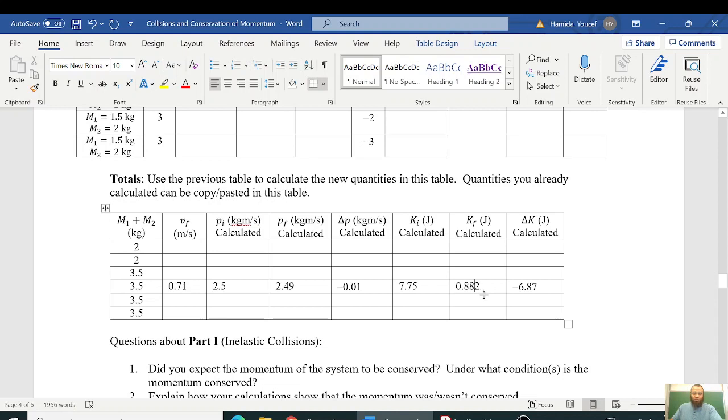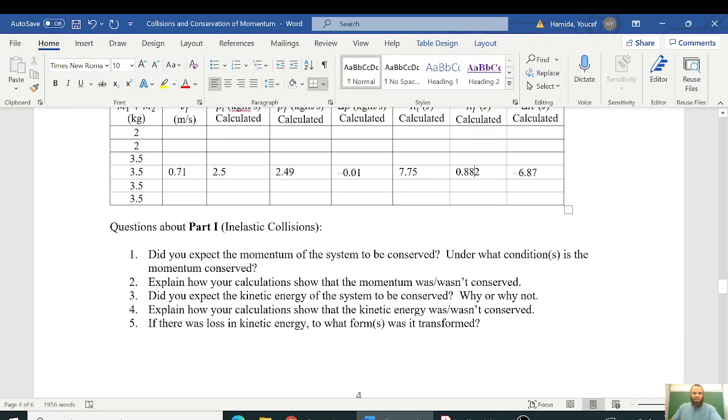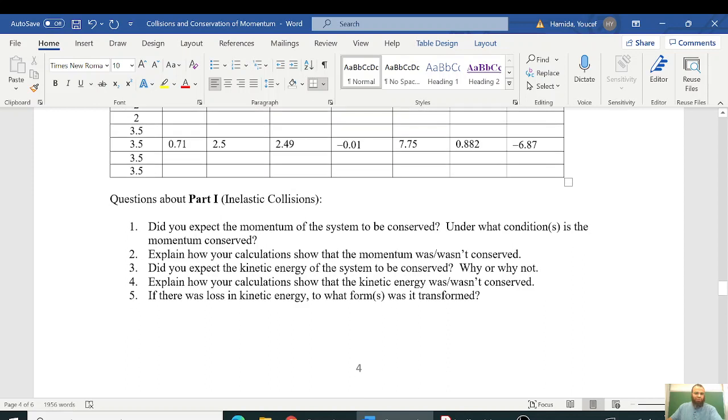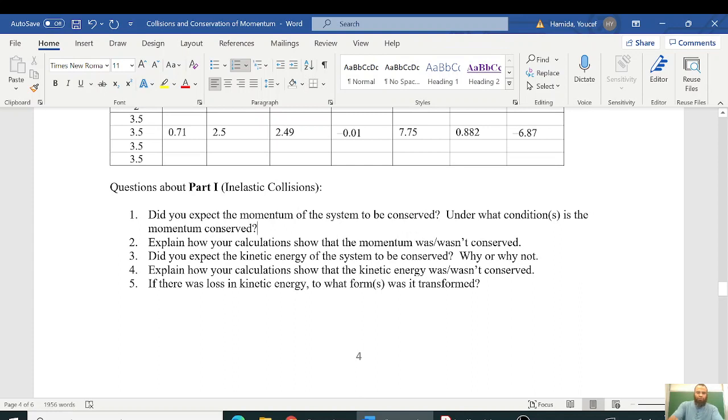So there was a lot of loss of energy, and remember, it was lost as heat during the collision. So that's the change in energy. And you're asked a few questions. Was momentum conserved? Was energy conserved? Under what conditions is momentum conserved? So I want you to answer these questions here. So you will hit enter.